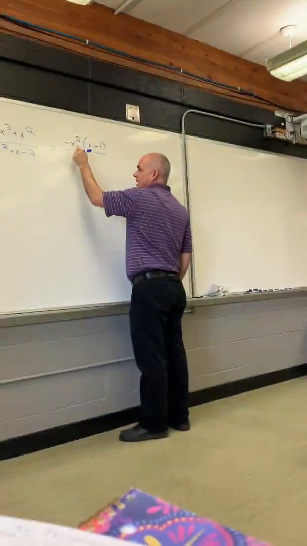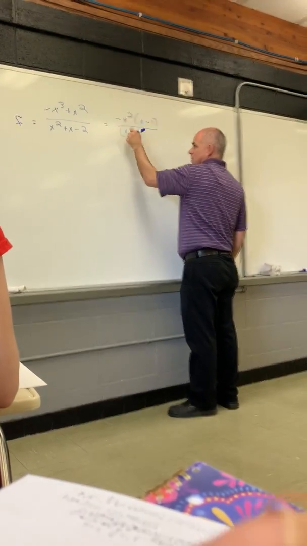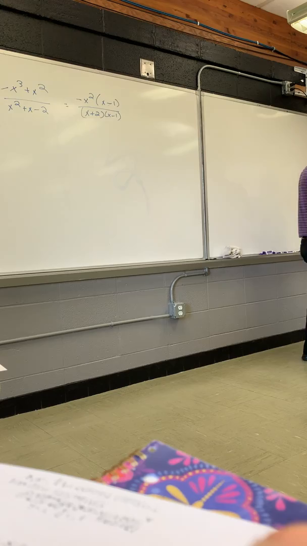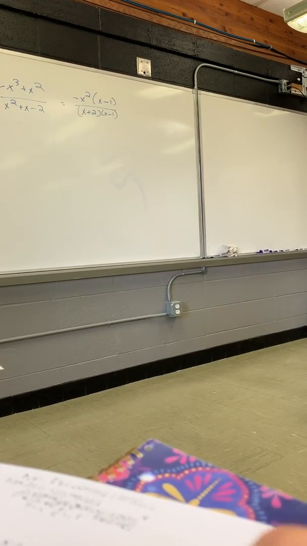Alright, first thing you have to do, factor it. Get x squared plus x minus 1 on top, bottom is x plus 2, but x minus 1, and then I have a common factor.